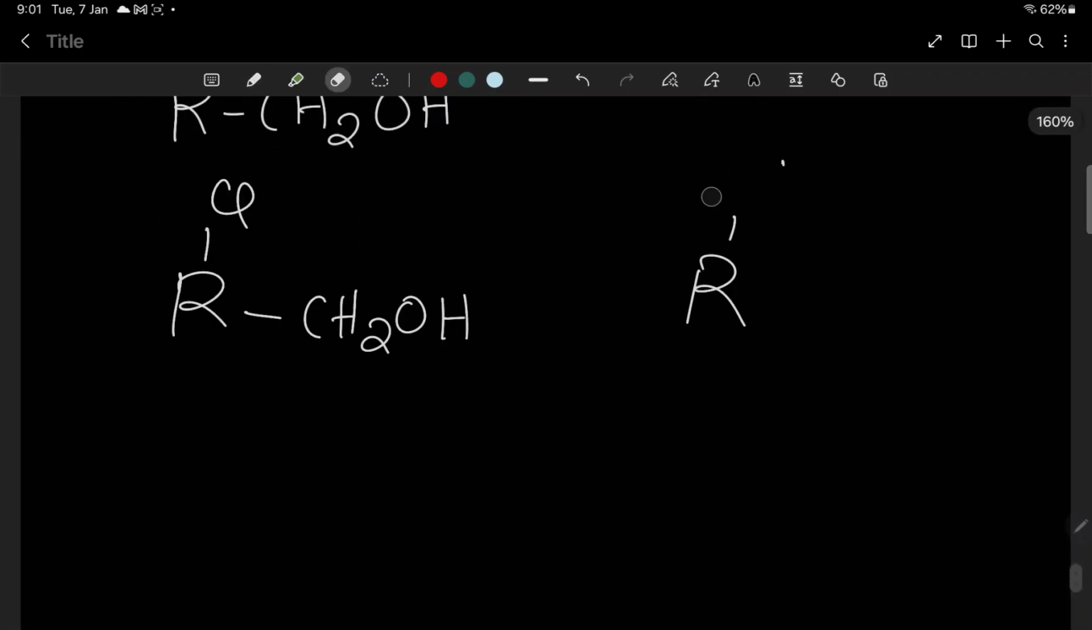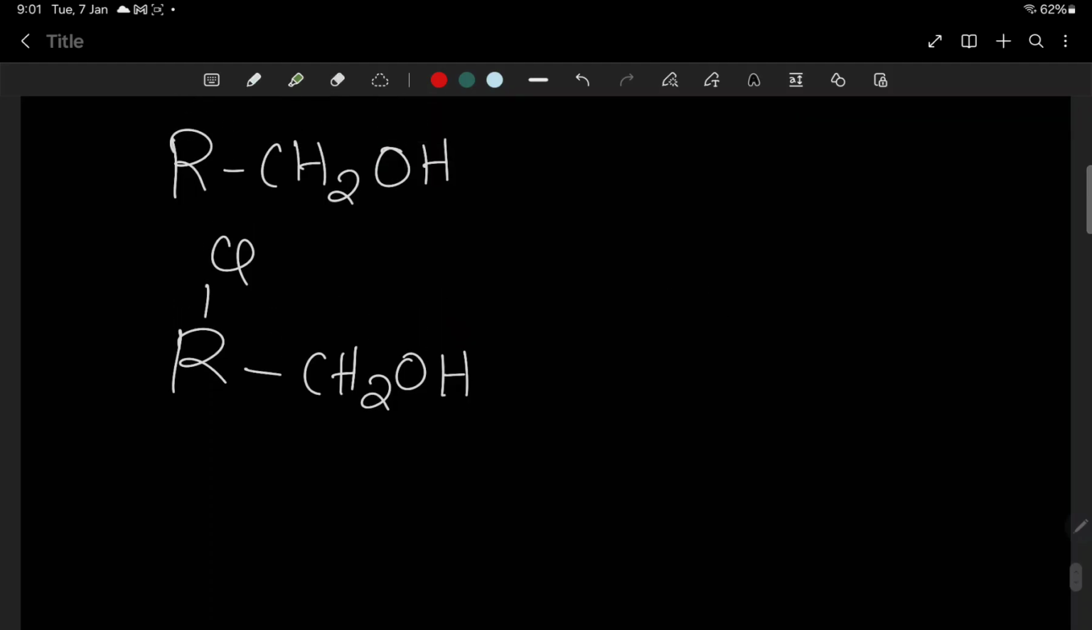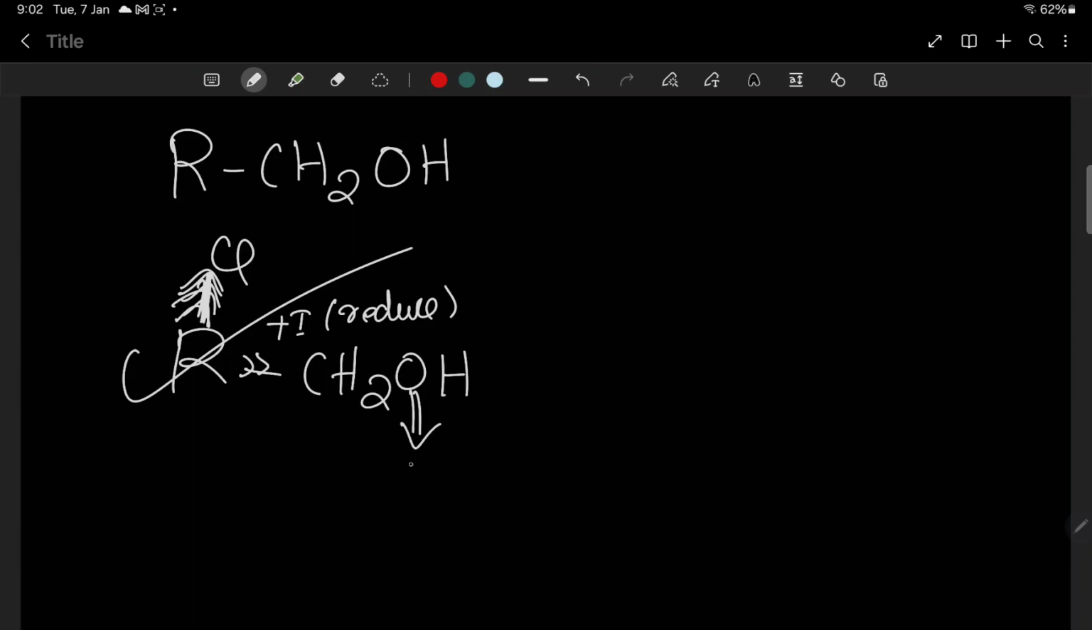Now, of these two alcohols, which will be more acidic? Yes, this will be more acidic. Why? This chlorine is an electron withdrawing group. So this chlorine will pull the electrons from R. So the plus I effect strength towards this oxygen will reduce. That leads to this oxygen becoming more electronegative.